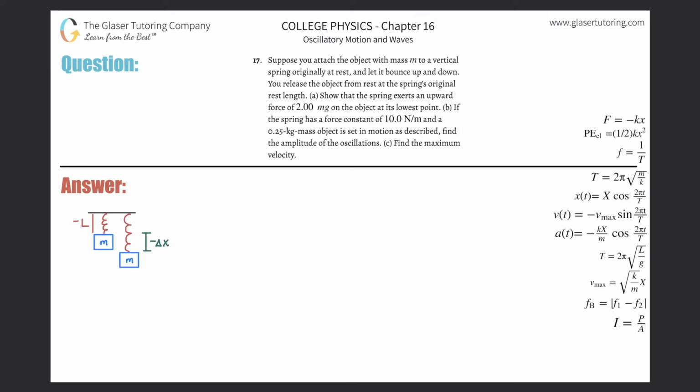Number 17. Suppose you attach the object with mass m to a vertical spring originally at rest and let it bounce up and down. You release the object from rest at the spring's original rest length. Letter A. Show the spring exerts an upward force of 2 mg on the object at its lowest point.